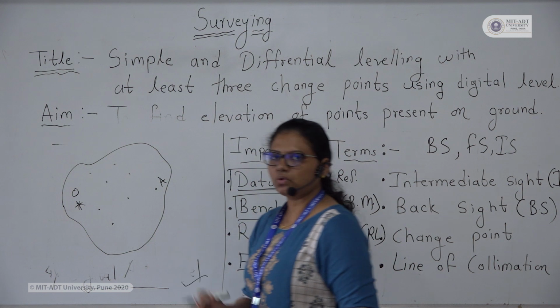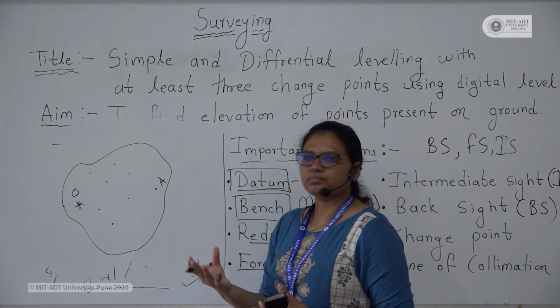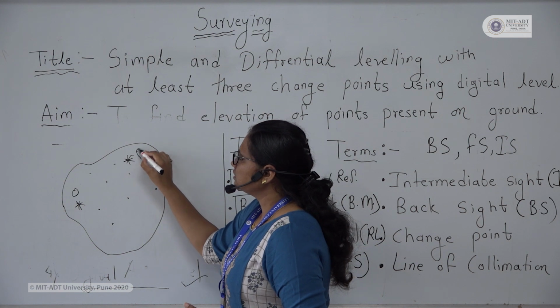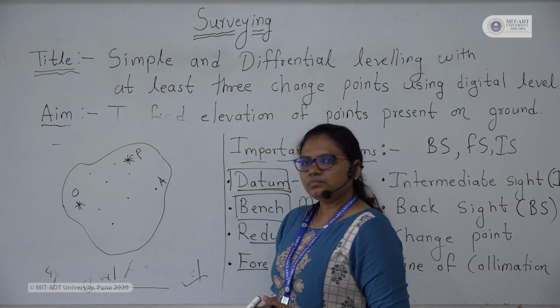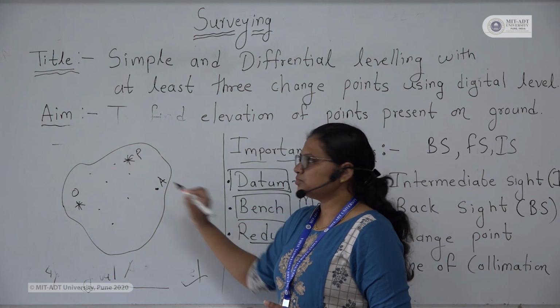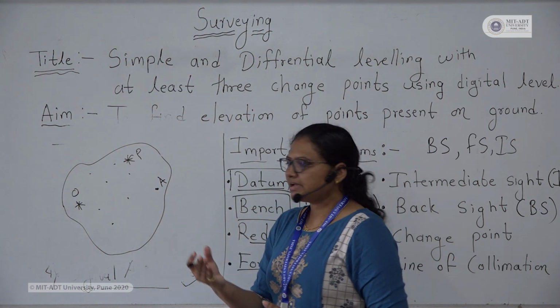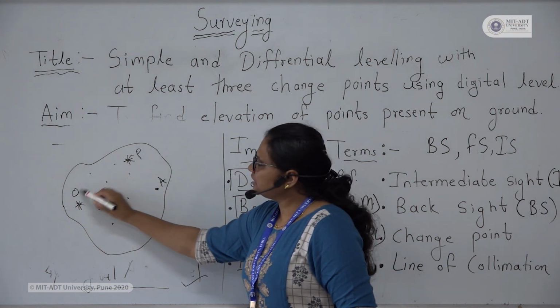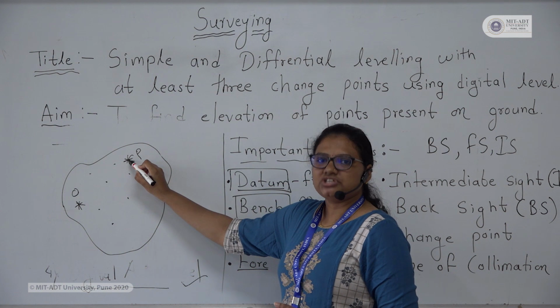it is not possible for me to take the readings from this point O. So that's why I have to shift my instrument from this point O to this point, that is P. So from this point P, it is very easy for me to observe the readings which are available at this point A. So I am shifting my instrument from the point O to the point P. So this shifting of instrument is known as the change point.